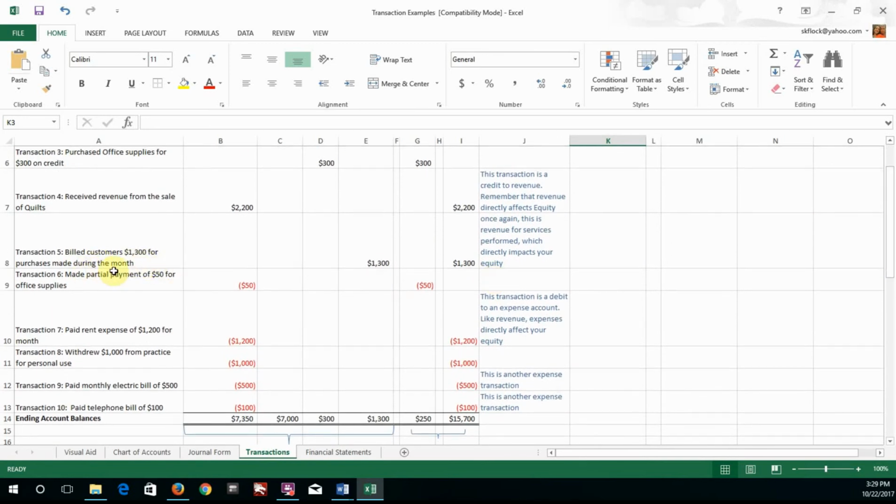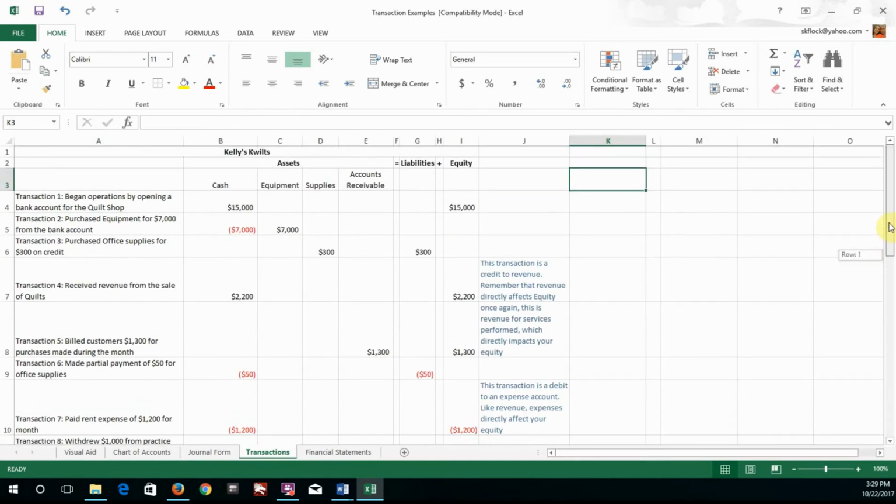All right, in the fifth transaction, we billed a customer for $1,300 for purchases that were made during the month. So if we've billed our customers, that for us is an accounts receivable. That's money owed to us from a customer, which is an asset. That's our debit. Our credit goes to our revenue. Customers bought something from us. Even though they haven't paid us yet, we've still earned this revenue. That increases our equity.